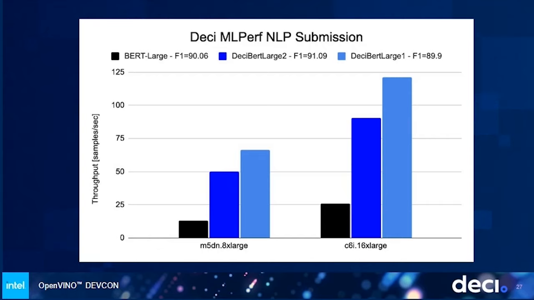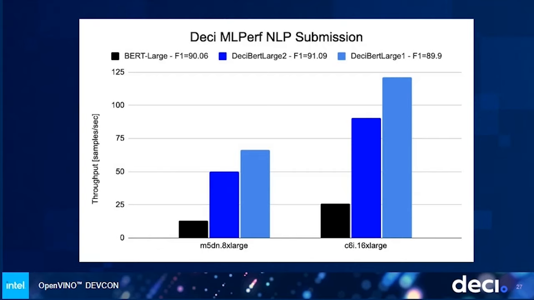In order to prove this, we went to a new field we weren't expert in before. This is NLP, the task of SQuAD v1, which is a question answering task, and we tried to improve the performance of the famous BERT architecture. Here we see the results of AutoNAC-produced DeciBERT models. We had DeciNet BERT large 1 and DeciNet BERT large 2. As you can see, the F1 score on SQuAD v1 of BERT is 90.6.